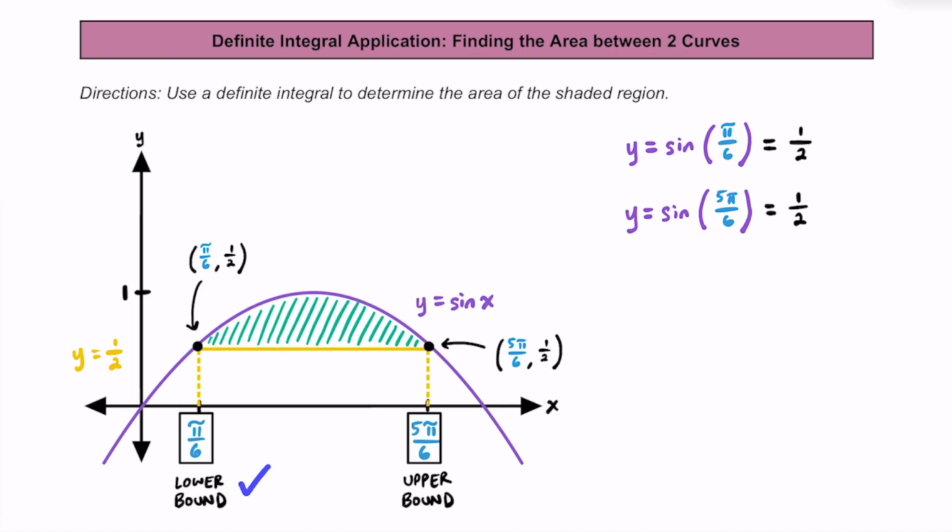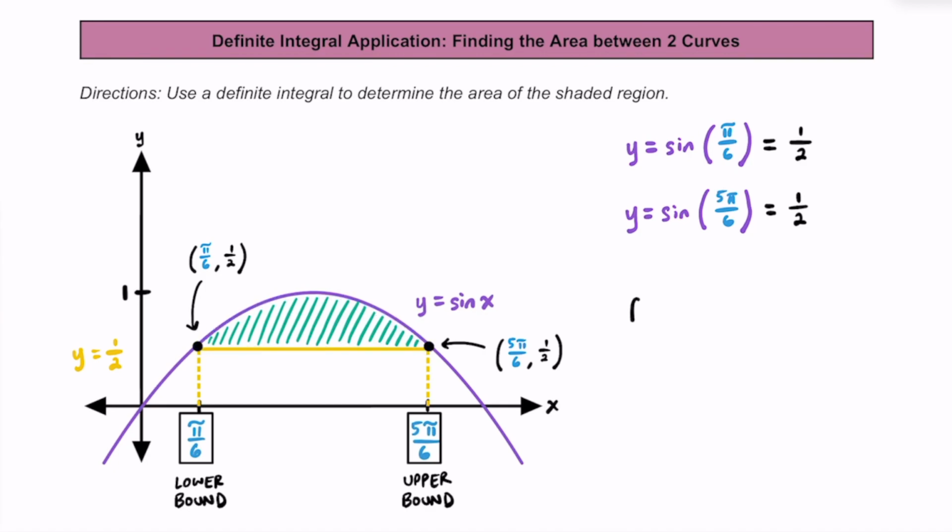Now we know the lower bound and upper bound of our definite integral, but we need to identify what the upper function and lower function are. So we have two curves, and we're going to identify that this curve, y is equal to sine of x, is going to be our upper curve, and this y is equal to 1/2 is going to be our lower curve, just because of where they are located containing the area of that shaded region.